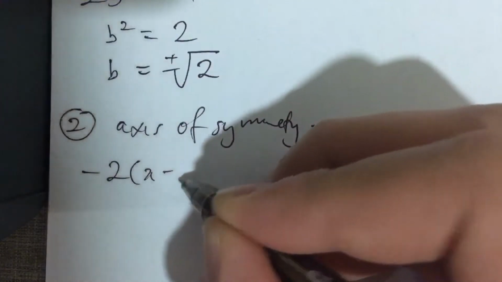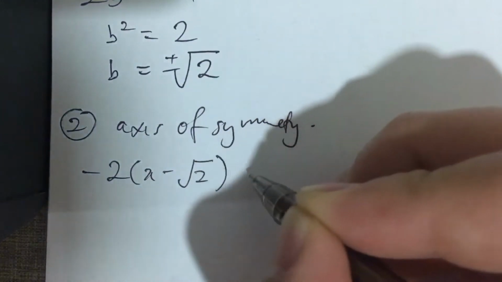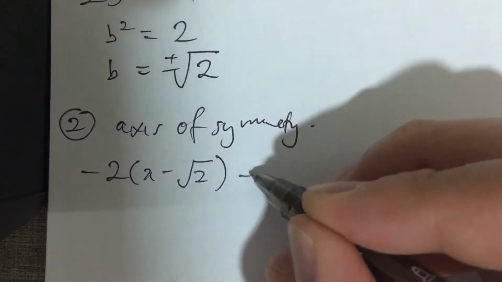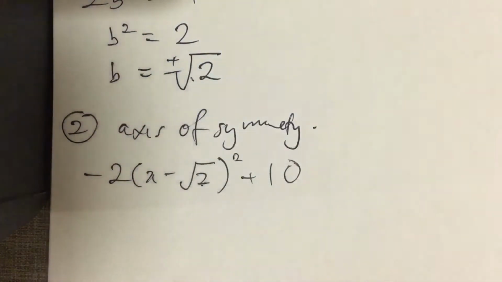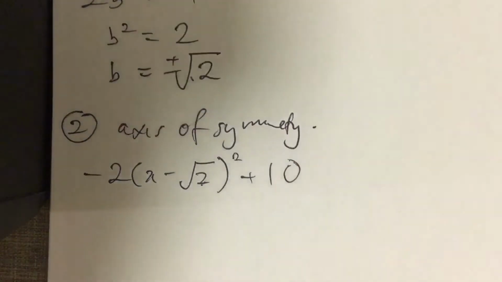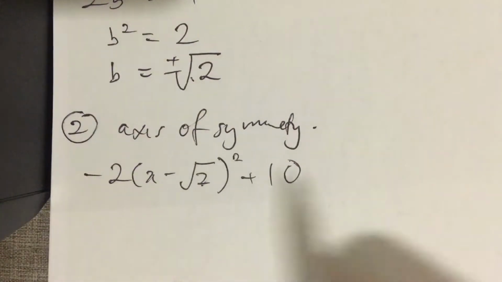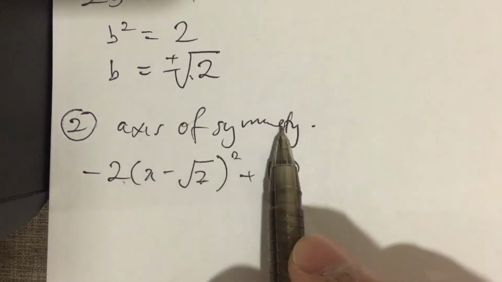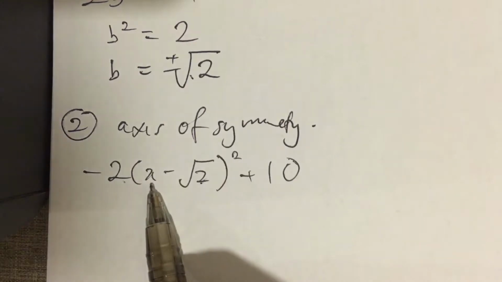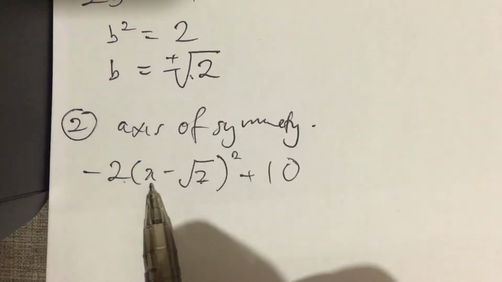You just look at the function that they gave you just now. You know the b already, so you put the b into here. So how do you find the axis of symmetry? You have to find the x value at the minimum or maximum point.